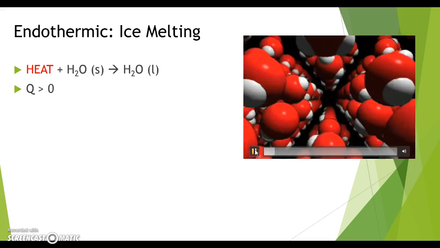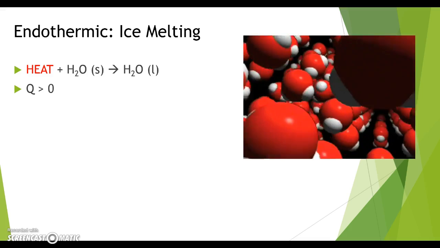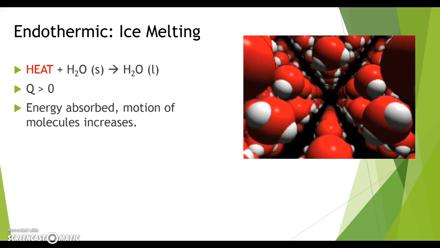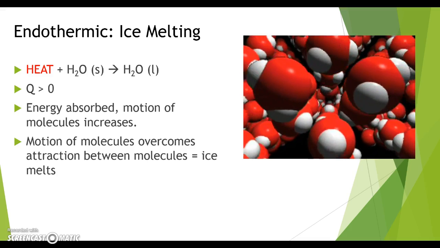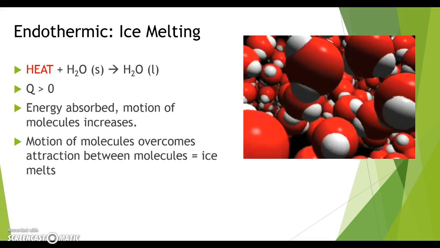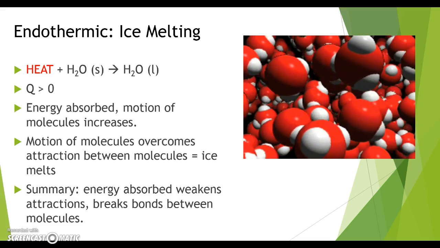So in ice form, the water molecules are structured in a way that's very patterned and they are vibrating in place. As energy is absorbed, however, the motion of the molecules starts to increase. It starts increasing until the motion of the molecules overcomes the attraction between the molecules, and then the ice will melt. So in summary, during the ice melting process, energy is absorbed, which weakens the attractions or hydrogen bonds between the ice molecules. And it weakens so much that the bonds break between the molecules and they are free to move around in the liquid state.